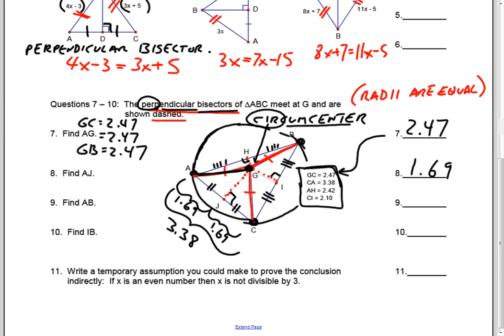Separately, all these little pieces of information are not difficult, but you've got to put them all together in one drawing. AJ was 1.6. And we could write JC was also 1.6. AB. AB is this long side over here. So it might be helpful to know one of the pieces of that long side. Do I know any of the pieces of this? AH. So if AH is 2.42, what's going to be the entire length of that side? 4.84?